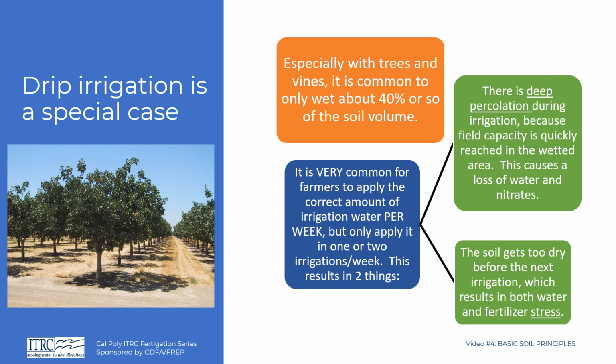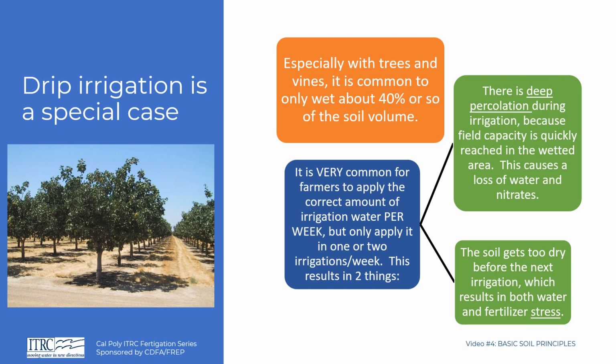With trees and vines, it's common to only wet about 40% or so of the soil volume. In fact, there are a lot of drip irrigated trees and vines with considerably less than 40% of the volume. And then because of this or that, whatever reason, farmers may get it half right. They may take a look at evapotranspiration information and how much water a plant needs in a week. And amazingly, there are farmers who irrigate crops like this. This is a pistachio crop. They only irrigate once a week or so. And they put on a week's worth of water.